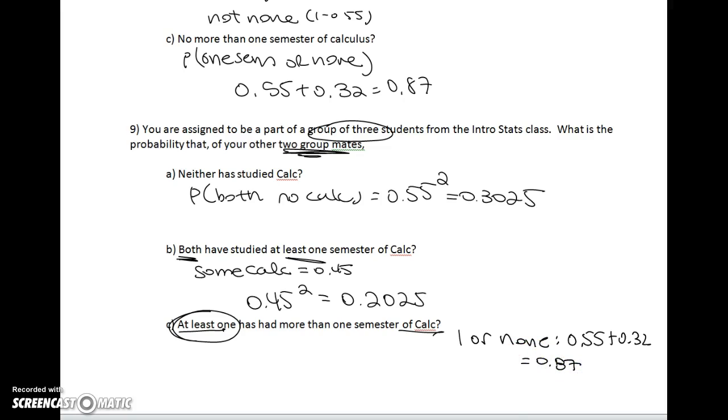So 0.55 plus 0.32 was 0.87. So if at least one has had more than 1 semester, that would be that neither has had 1 or none, being the opposite. So we could do 1 minus 0.87 squared, knowing that this is not what we want, so we're going to take the complement of that at least one of them has had 2 or more semesters. And in that case, we get 0.2431.